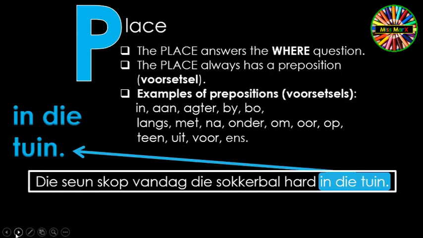Where is all of this taking place? It's where the sentence is happening. Where is the boy kicking the soccer ball today? It's the answer to the where question. In die tuin, in the garden. You'll also notice that the place will always have a preposition in it. For example, in die tuin, in the garden. So that's just something interesting there. You will always find a preposition when it relates to a place.